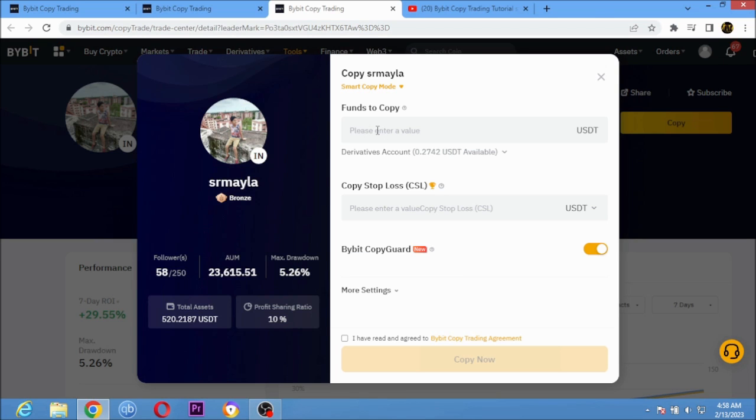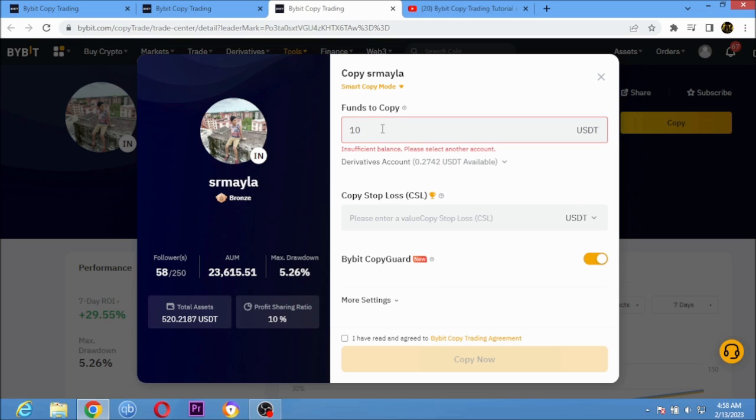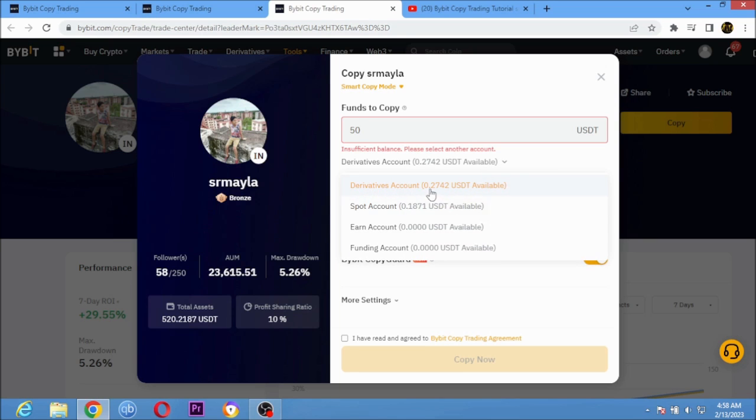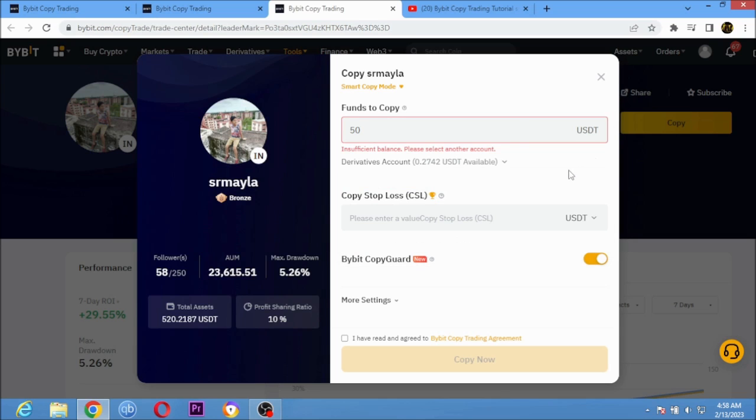So once you press copy, this is how it will look. Suppose on your account you have like 3,000, and now you want to say that this person should make at least $10 on every trade that he or she makes. Another thing here, you will transfer your amount from maybe derivatives or spot to that account of copy trading. So that's how you will do it.